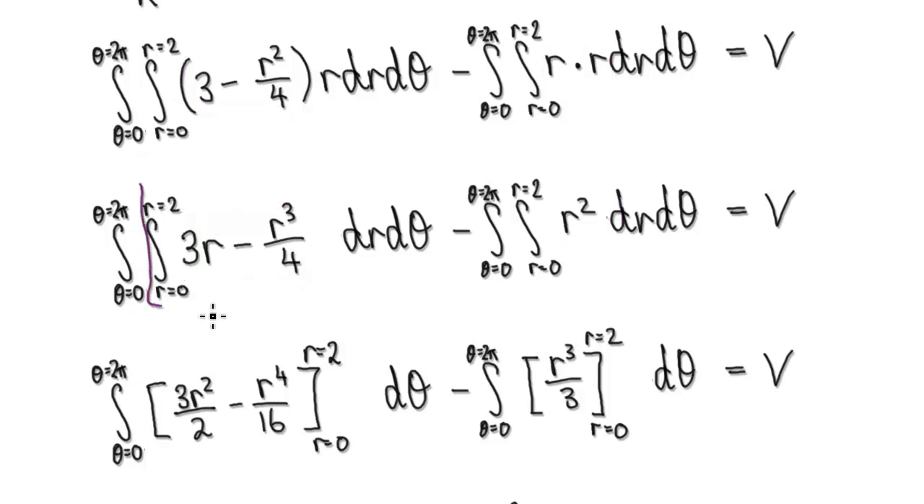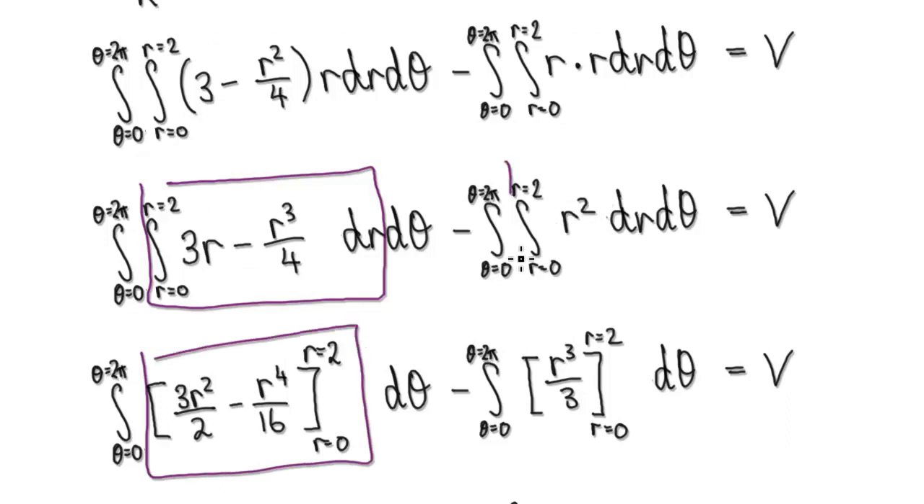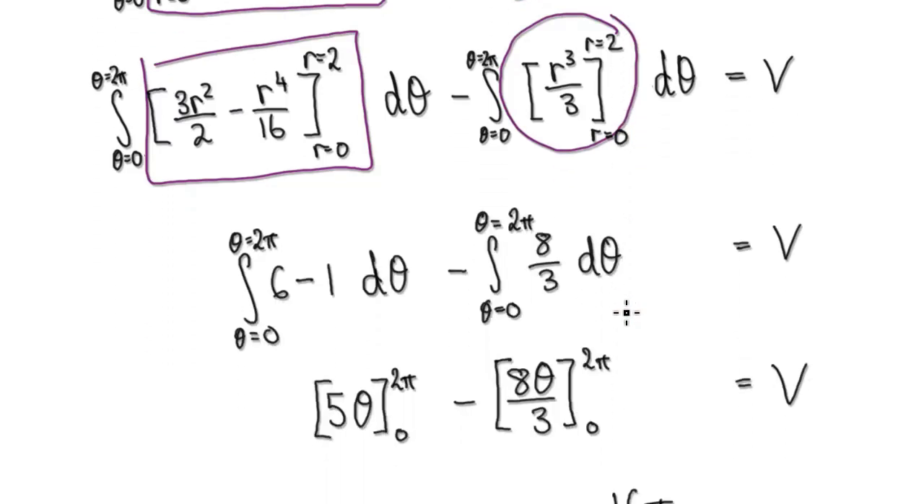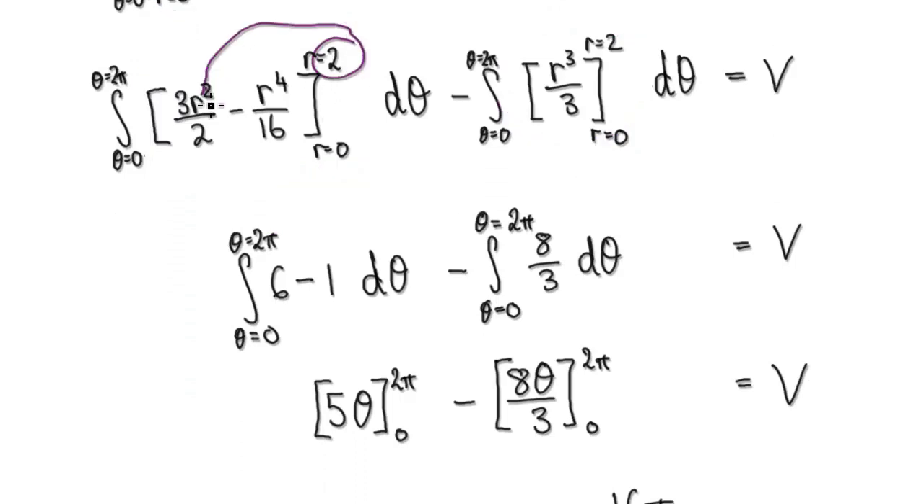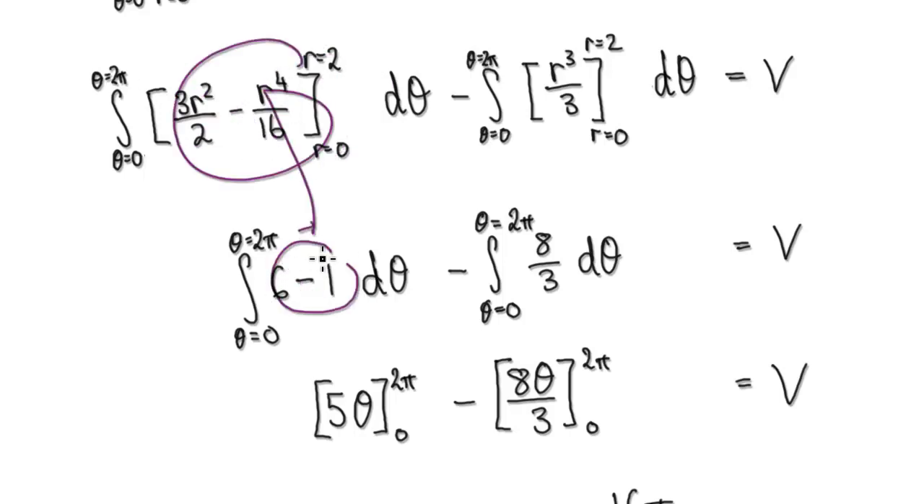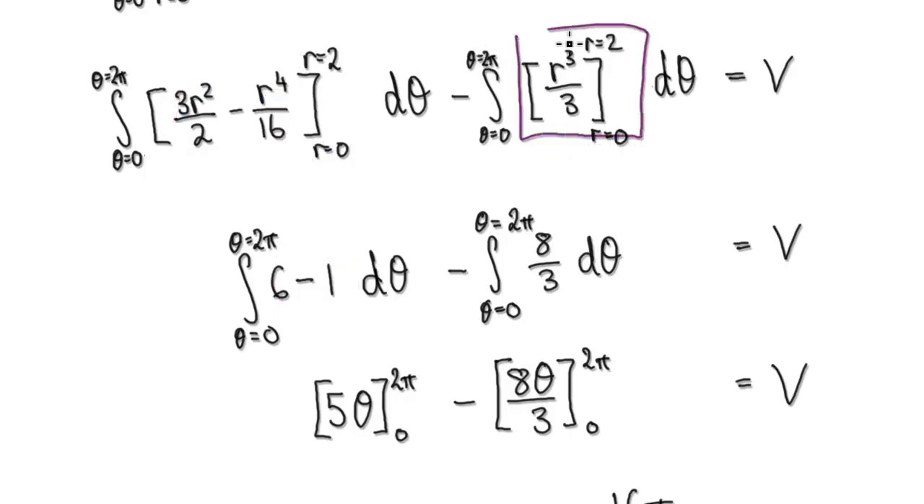Now integrate this with respect to r. That gives you this. Then put 2 into here, which gives you 6. Put 2 into here, which gives you 1. If you put 0 in there, it will be 0. So this thing here becomes the number 5, and this thing then becomes 8 over 3.